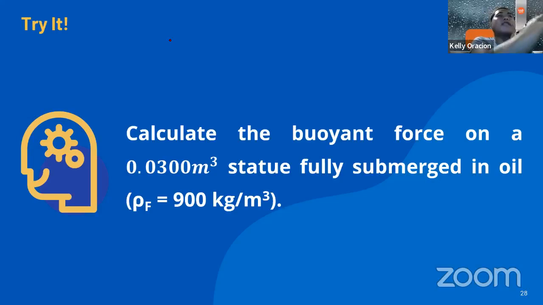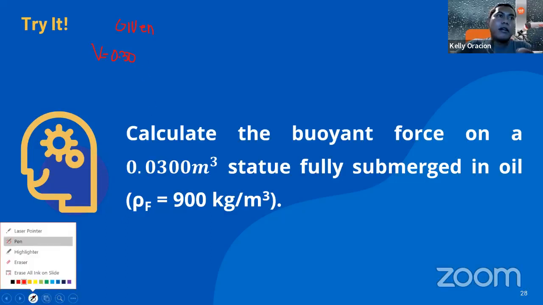Okay, let's solve this. Oh my God. Let's write the given. The given are the following. The volume of the statue, still the statue, is 0.300 cubic meter. Sorry, 0.0300.